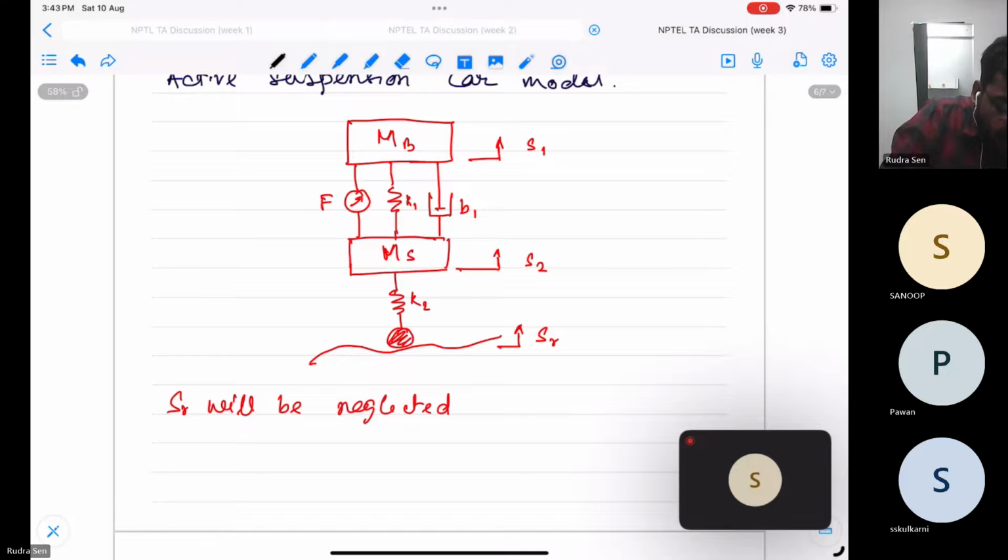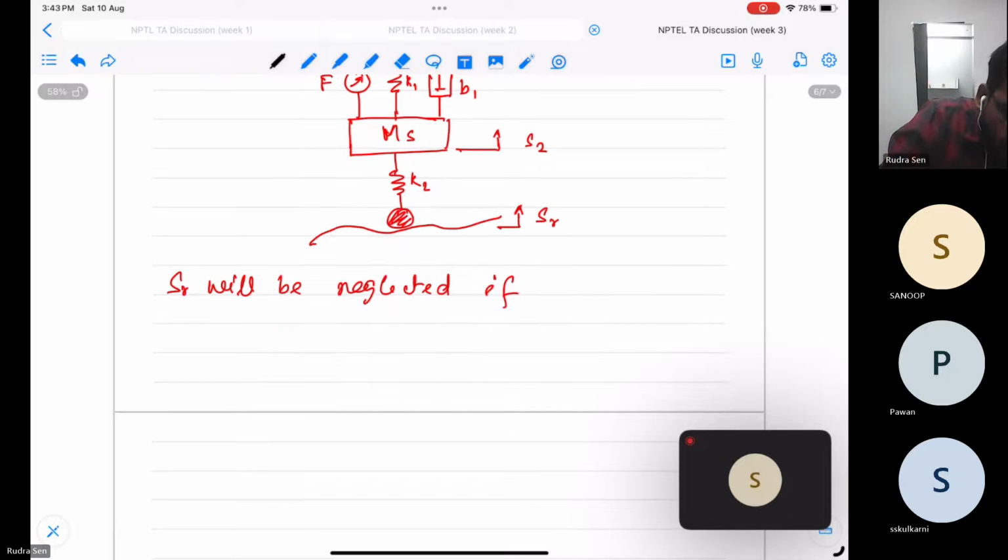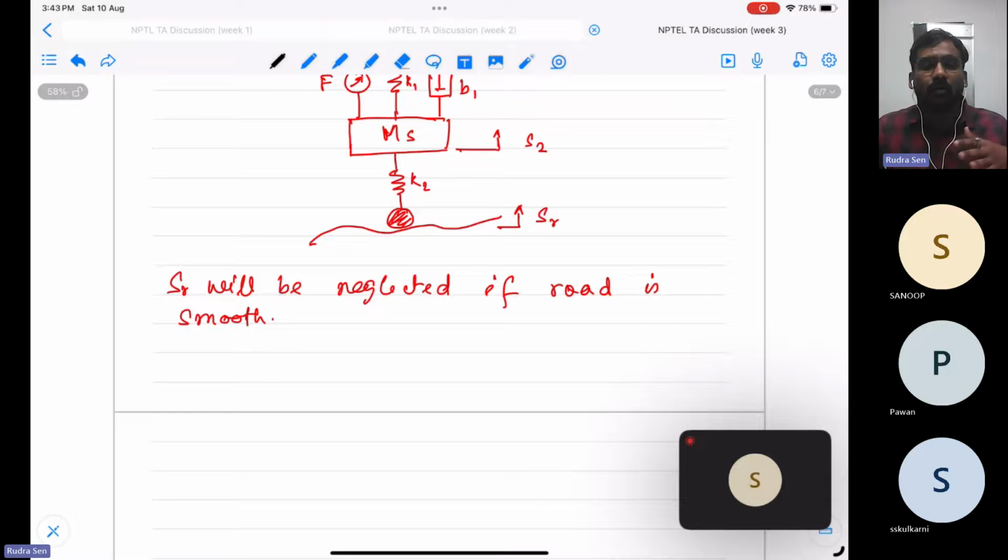if the road is smooth, that is, if there are no potholes or any ups and downs on the road. Then SR can be considered as zero. Otherwise, SR is basically a disturbance that is added to the system.